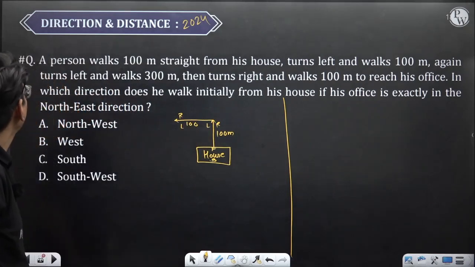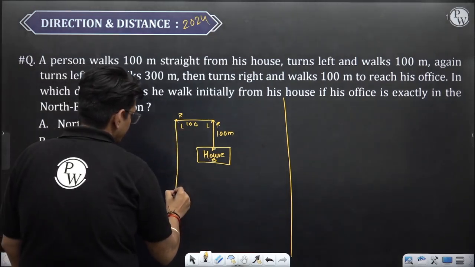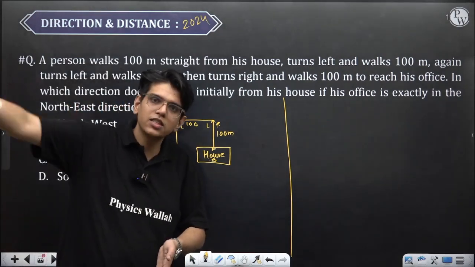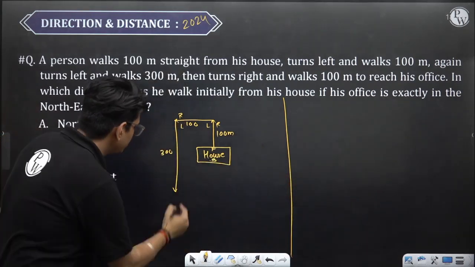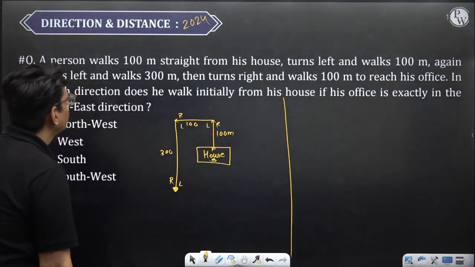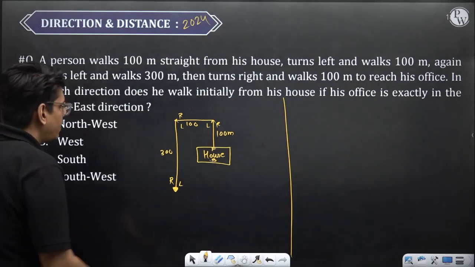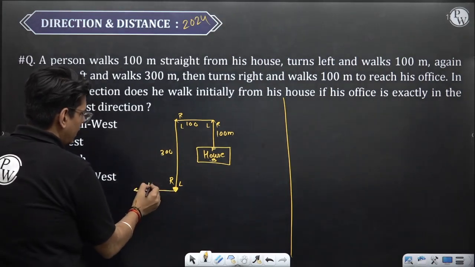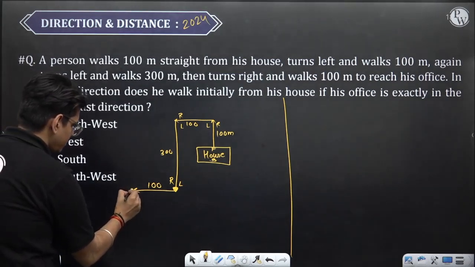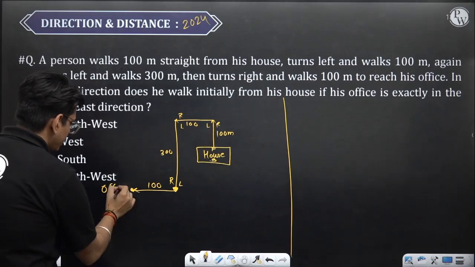After this, again turns left and walks 300 meters. This is 300 meters. Now, when I'm seeing downwards, this is my right side, this is my left side. So this becomes my left, this becomes my right. Right? This is clear, right? Chalo. Then turns to his right and walks 100. Again walks 100 to reach his office. This is his office, right?